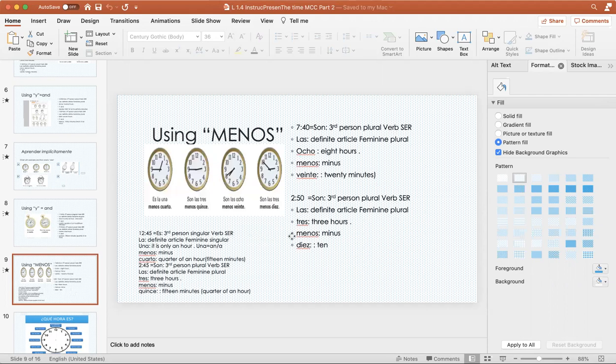Ahora vamos a ver algunos ejemplos con la palabra menos. So now we're going to see what we were talking about when we were talking about that math problem, right? So the first one says, es la 1:15, son las 3:15, son las 8:20, son las 3:10. So let's go and see each clock what time is indicating. So let's go with the first one.